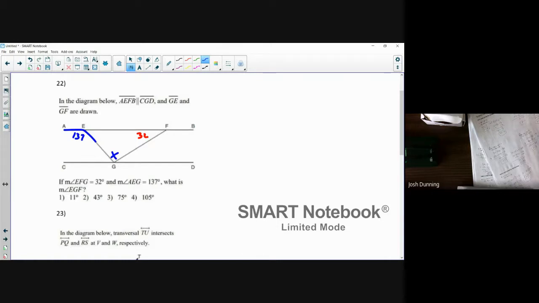Now, we have a blank angle in our triangle. But that 137 plus this blank angle right here should give me 180 since they form a straight line. So we'll just go 180 minus 137. That's 43. But be careful. Choice 2 is 43, but that's not what we want. We want that angle at the bottom of the triangle. So we got to be careful.